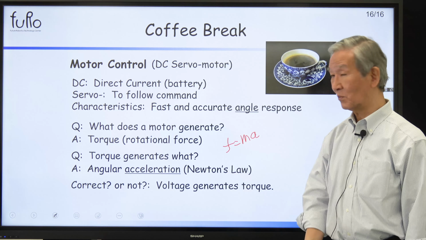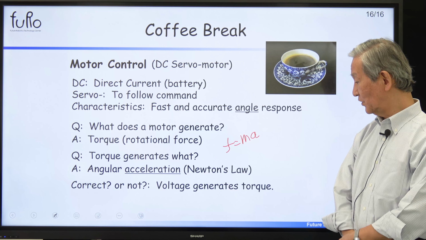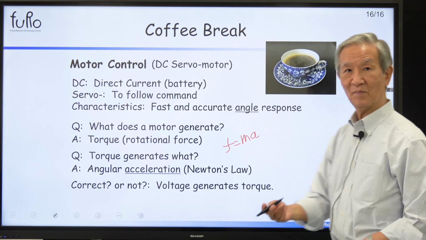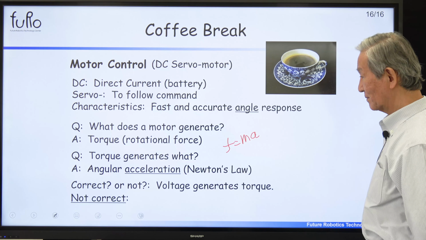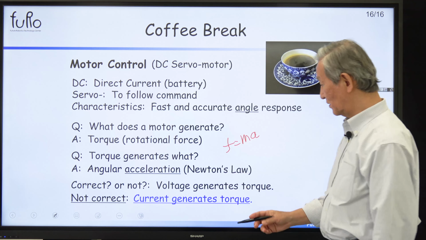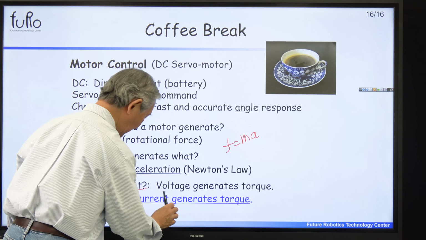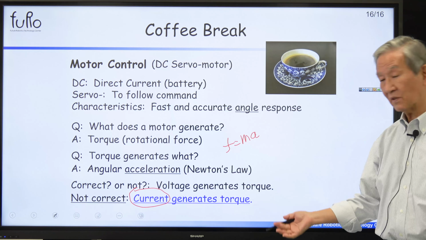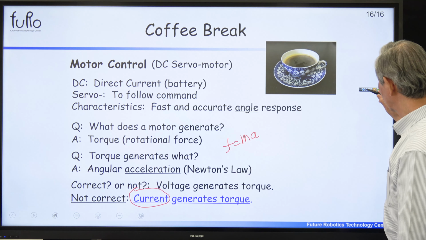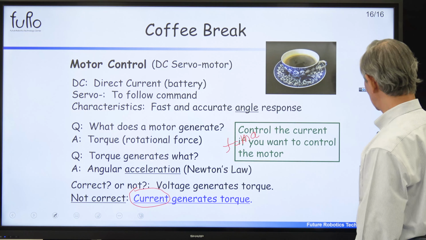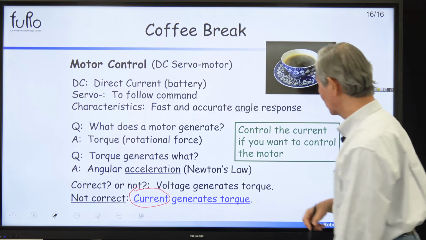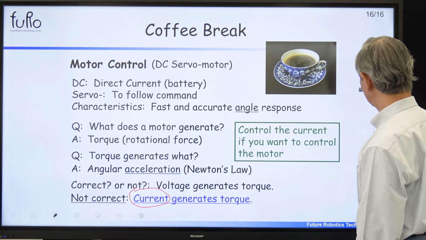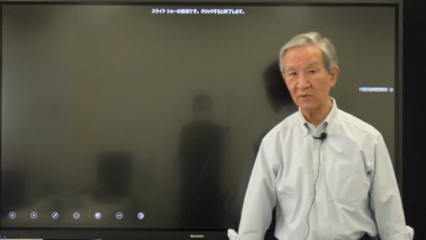And the final question about the motor is this. Does voltage generate torque? That sounds really okay, but not quite. Current generates torque. This is something every robotic engineer has to know. The current generates torque. So therefore, if you want to control a motor, you need to control the current. Okay? That is it for today.